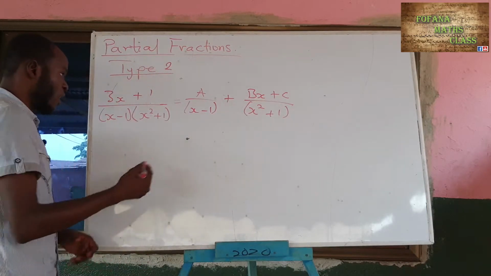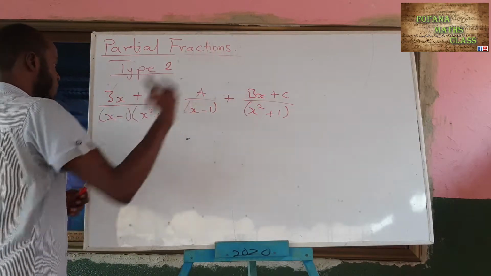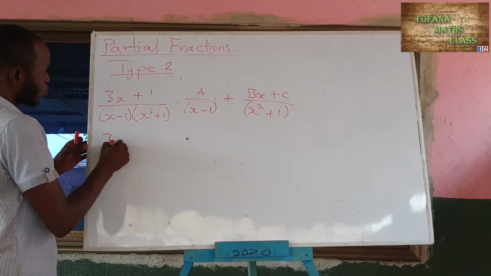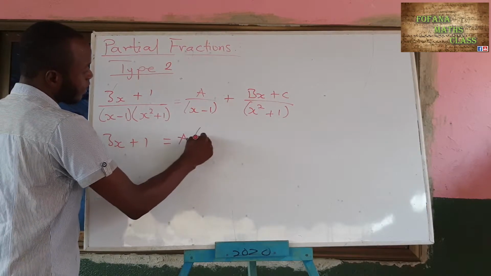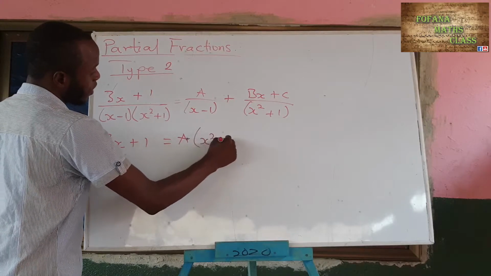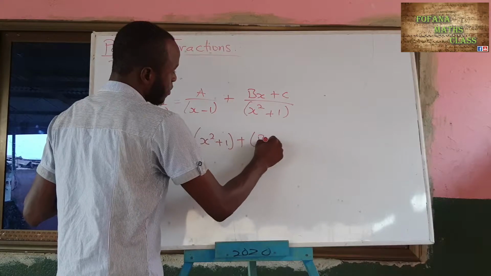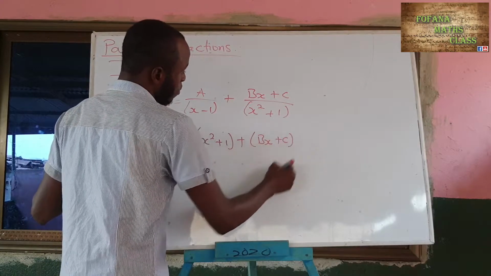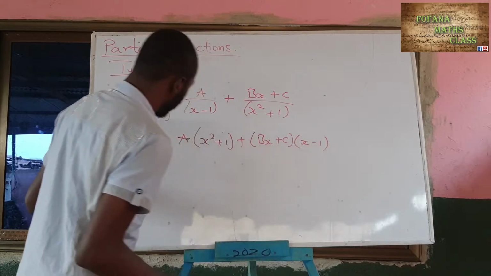Now from there, just like we did before, you find the LCM, then you express this in the linear form. So we have x squared, 3x plus 1 giving us a times x squared plus 1, plus bx plus c multiplying this, which is x minus 1.